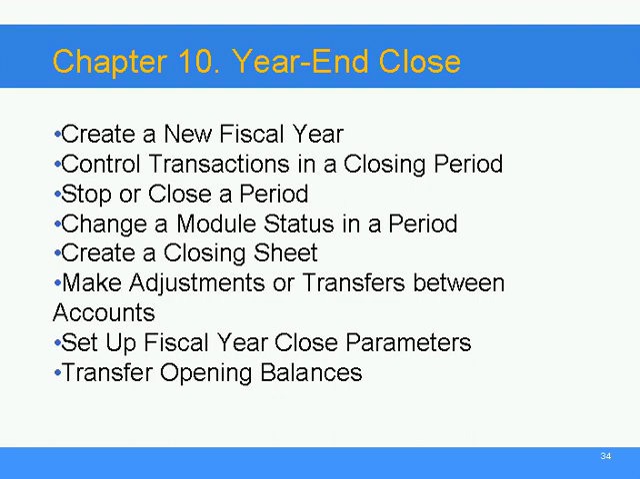Chapter 10, Year End Close. We have these objectives: create a new fiscal year, control transactions in a closing period, stop and close a period, change a module status in a period, create a closing sheet, and make adjustments or transfers between accounts, such as fiscal year close parameters and transfer opening balances.